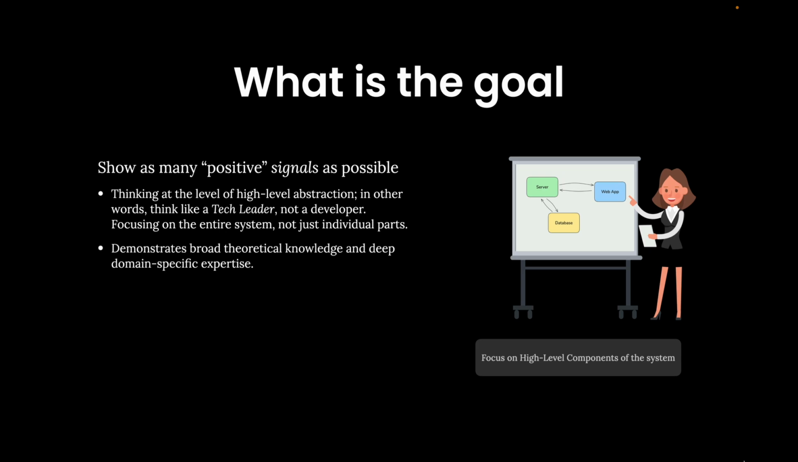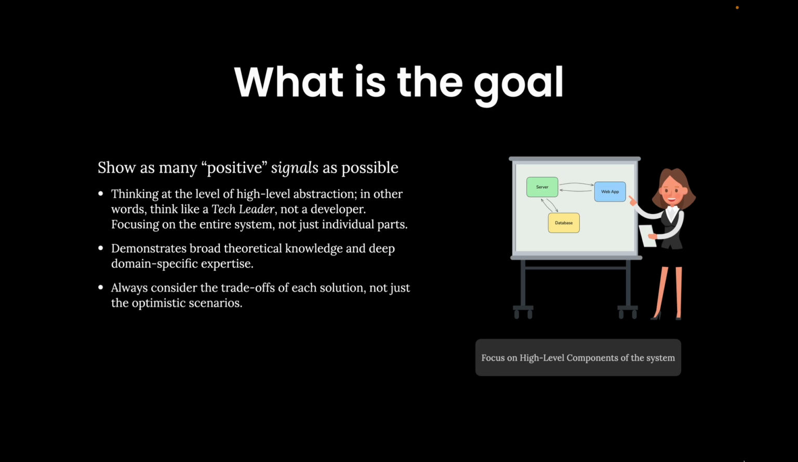The second positive signal is showing both broad theoretical knowledge and deep domain-specific expertise. As I mentioned earlier, system design requires both experience and theory. If we think of system design as a graph, it looks like a straight line with deep dives at certain points. You start by explaining the system at a high level. Then, when necessary, you go deeper into specific areas. You return to the high-level discussion before diving deeper again. This approach shows that you understand the big picture, but can also go deep when required.